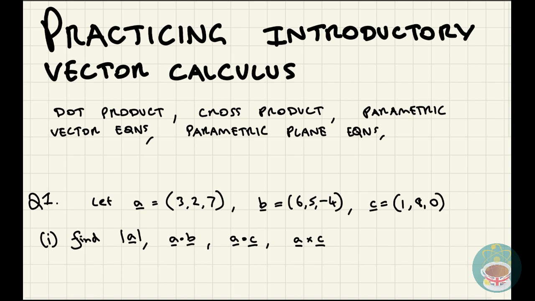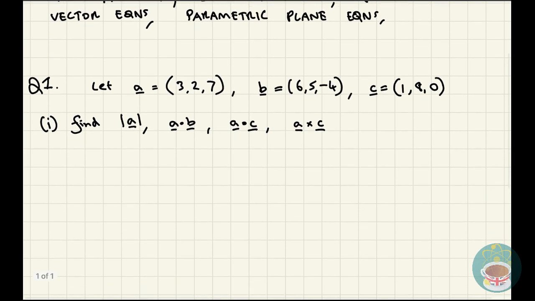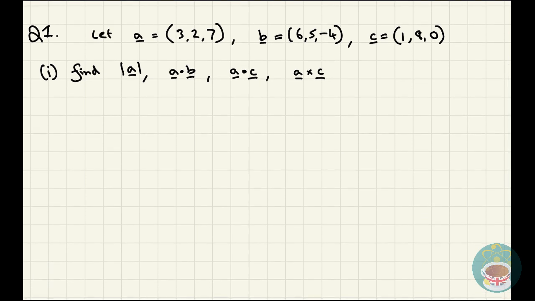on dot product and cross product. We're going to start with three very simple vectors with numerical values attached. For our first question, we're going to find the magnitude of vector A, the dot product of A and B, and then A and C, and then finally an example running through how to do a cross product calculation.